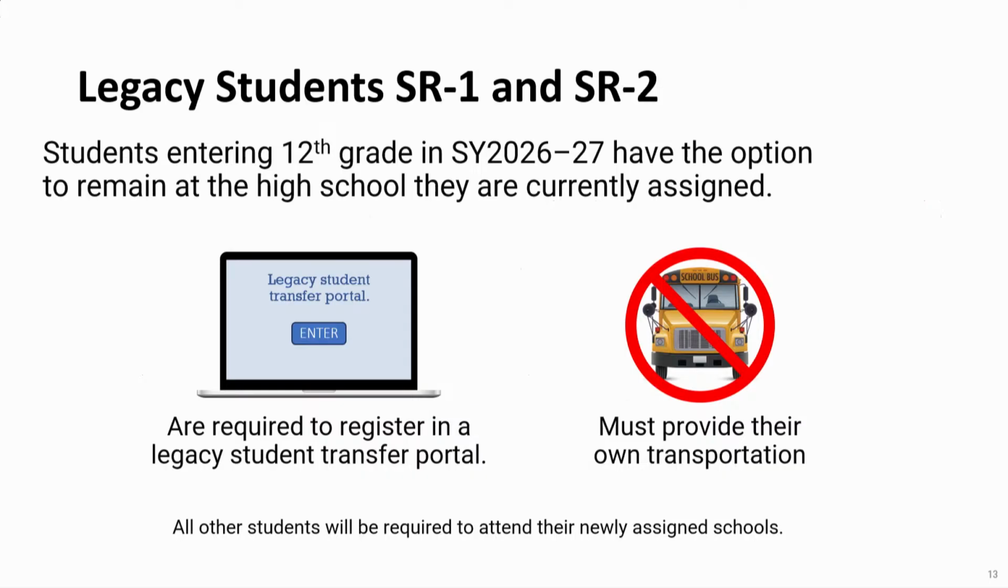SR1 and SR2 introduced the legacy provision whereby students that will be entering 12th grade in school year 26-27 will have the option to remain at the high school to which they are currently assigned. Students electing to remain at their current high school will be required to enter a legacy student transfer portal. Transportation will not be provided for legacy students opting to remain at their current school. All other students will be required to attend their newly assigned schools.